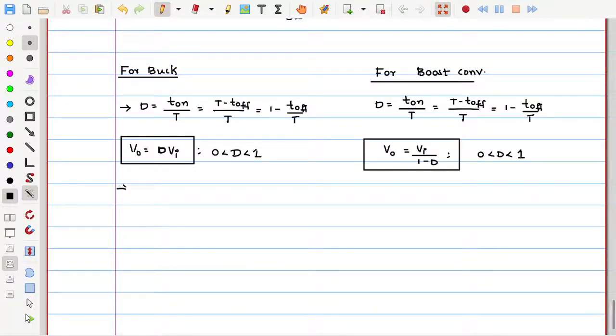So here let me write, it is the step down function. It will step down, this will step up. So just try to remember these three important points about these converters.